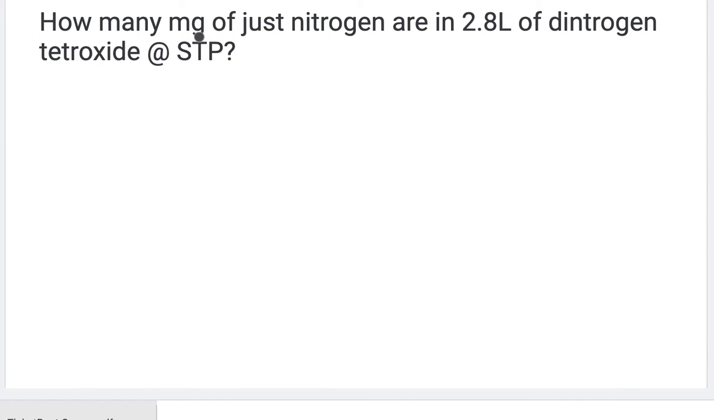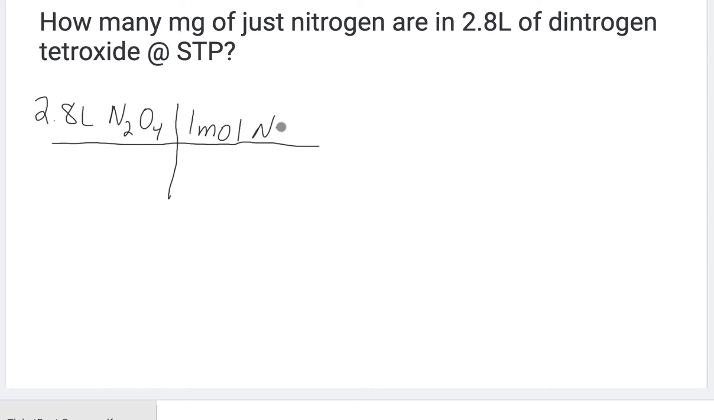This one says, how many milligrams of just nitrogen are in 2.8 liters of dinitrogen tetroxide at standard temperature and pressure? So you would go 2.8 liters dinitrogen, tetra means 4, tetroxide. Okay, so we want to go from liters to milligrams. So there is no direct conversion. The only thing we can really change liters to get to grams is moles. So we're going to go 1 mole N2O4, and that's 22.4 liters N2O4.